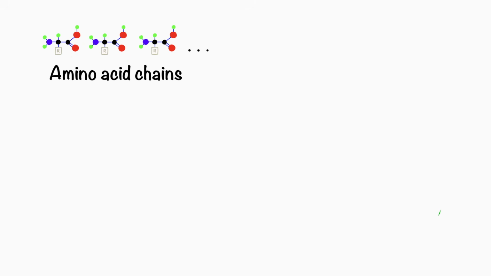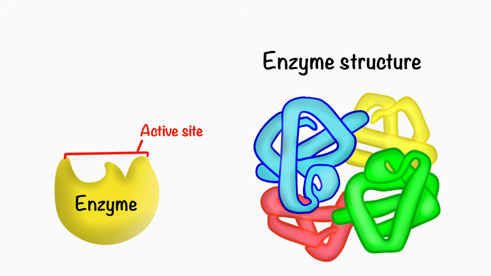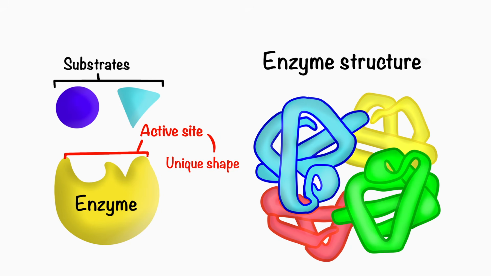Enzymes are large protein molecules made up of chains of amino acids. These chains fold into specific three-dimensional shapes that are crucial for enzyme function. The most important feature of an enzyme is its active site, a special region where the chemical reaction takes place. The active site has a unique shape that allows it to bind to a specific substrate molecule, the substance the enzyme acts upon.